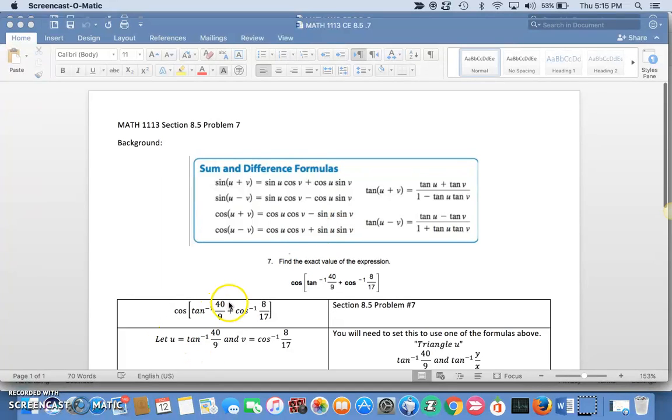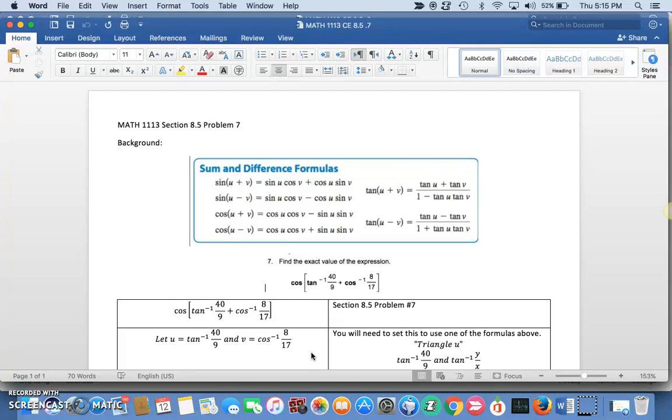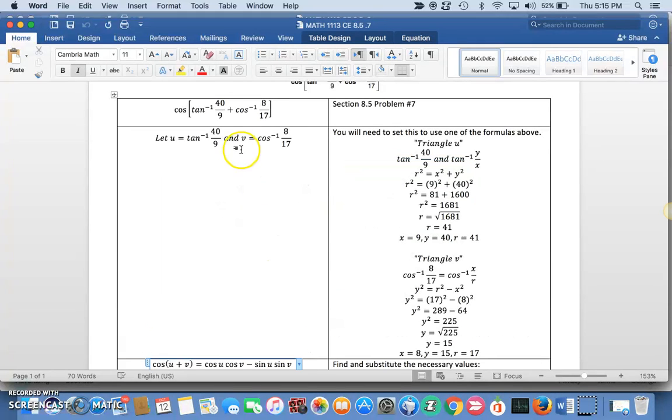The U is going to be represented by this piece, and the V is going to be represented there. Now that actually represents an angle. Now you have to identify the two triangles. Triangle U would be this one. An inverse tangent's y over x. So you would need to find the radius there. You would use your Pythagorean theorem, r squared equals 9 squared plus 40 squared. Put all of that together.